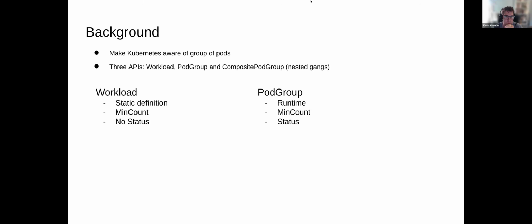So I'll try and be quick. For those that are not aware, with workload aware scheduling we're trying to go beyond pod by pod scheduling and have pod groups. There are really three APIs that are being introduced. Workload and pod group were introduced, I think, in 1.36 or maybe 1.35. I think 1.35 is when we started this. A workload is a static definition. There's no status. It's what controllers are going to read to create pod groups, and pod groups are a runtime object. Composite pod group is a new one that's going in 1.37.